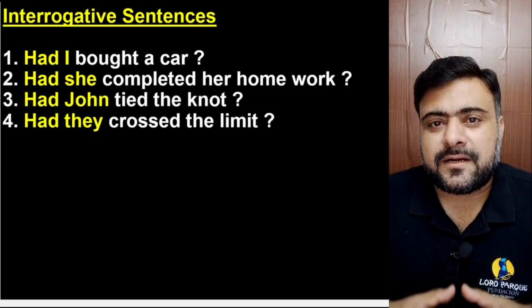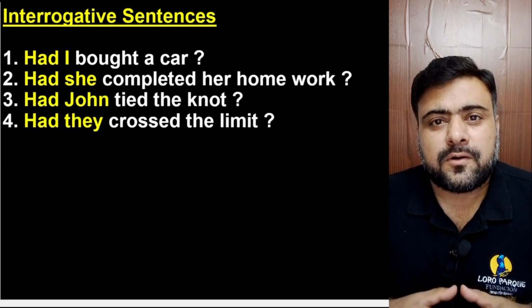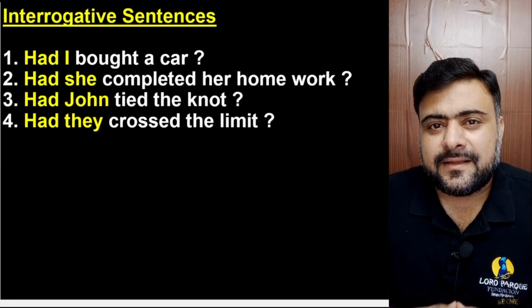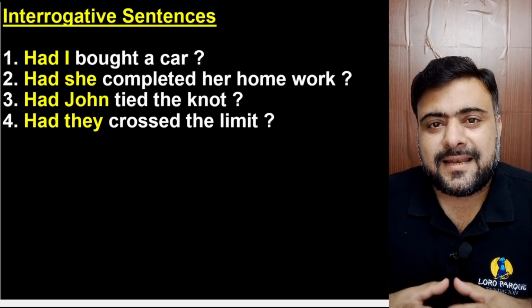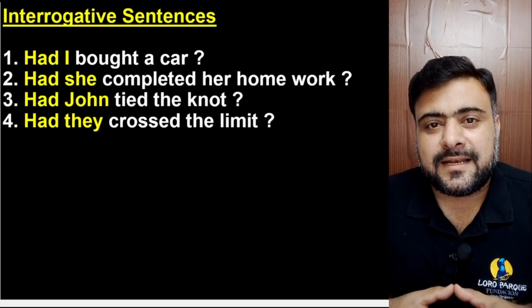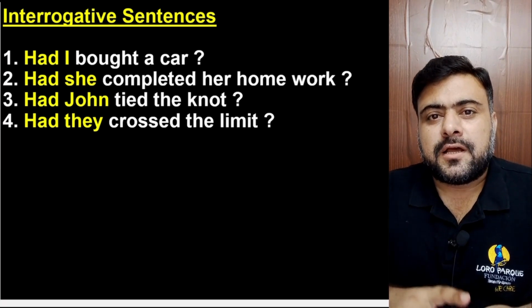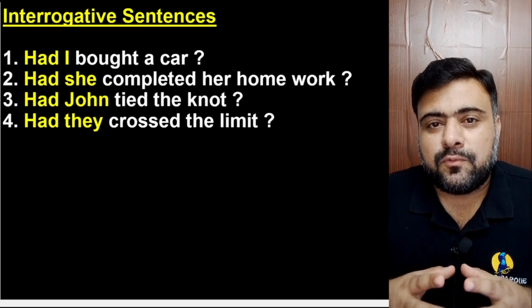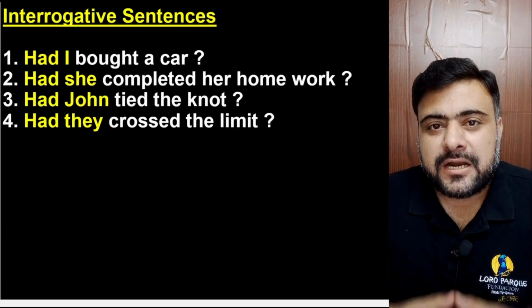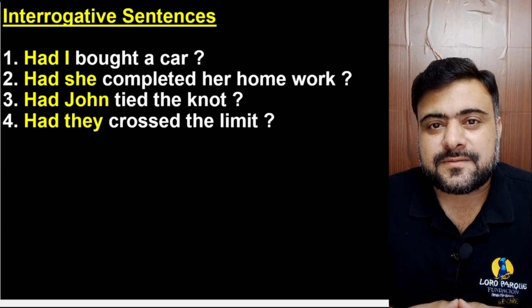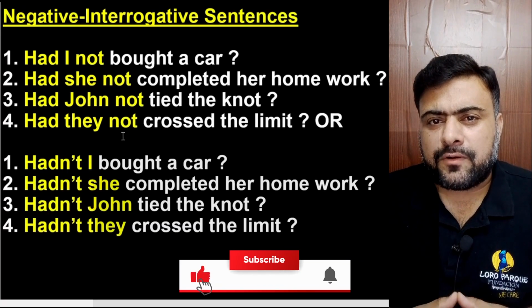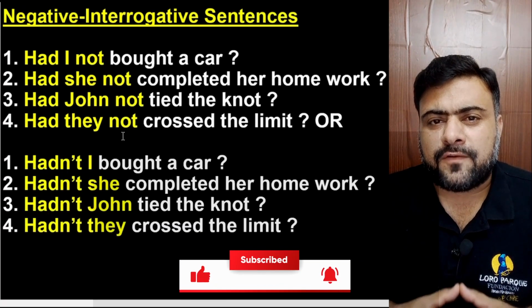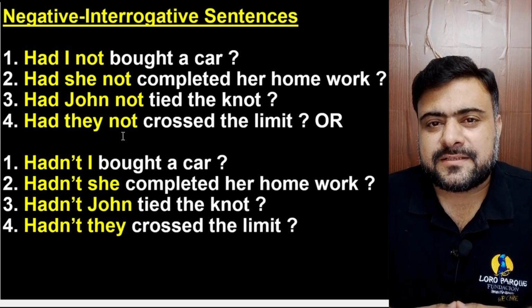She had completed her homework. Had she completed her homework? John had tied the knot. Had John tied the knot? They had crossed the limit. Had they crossed the limit? So we just switch the places of the helping verb and the subject, and we get a question, an interrogative sentence of this tense.